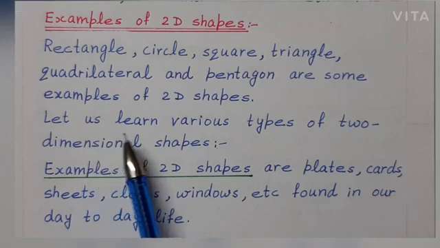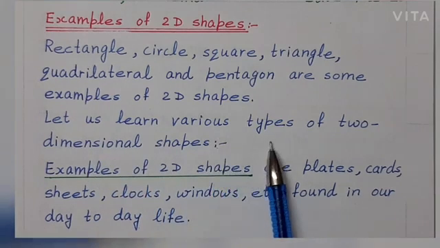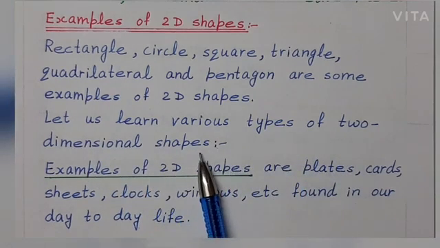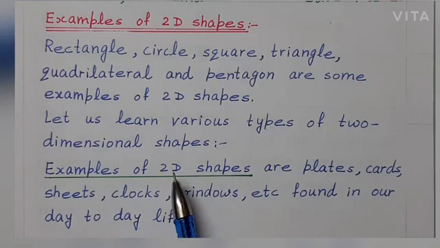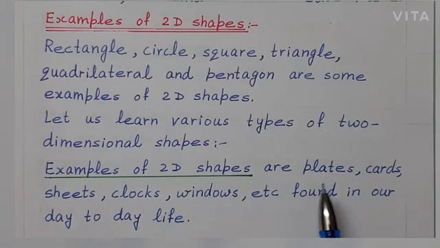Now let us learn various types of two-dimensional shapes. Examples of two-dimensional shapes are plates, cards, sheets, clocks, windows, etc., which are found in our day-to-day life.